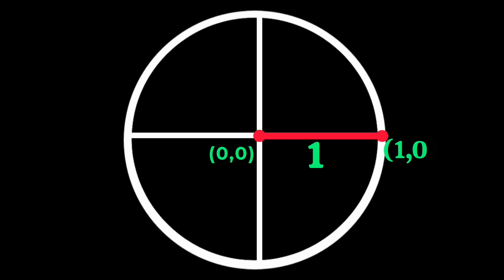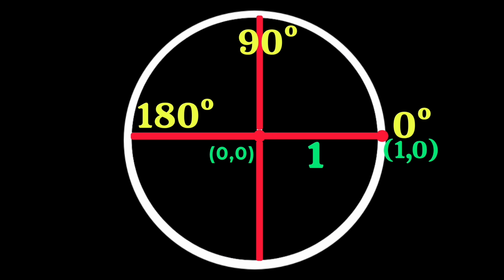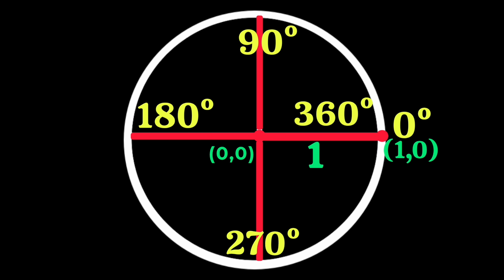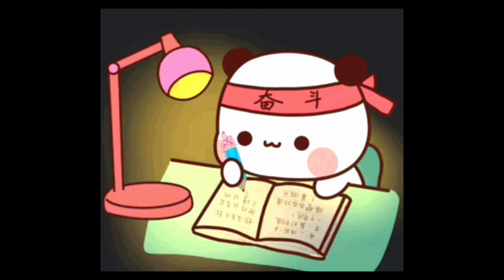Start at the point (1, 0). That point represents 0 degrees. Now rotate around the circle. A quarter turn brings you to 90 degrees. Another quarter turn brings you to 180 degrees. Another quarter turn brings you to 270 degrees. One complete turn brings you back to 360 degrees. Unlike the right triangle, the unit circle lets us study every angle.